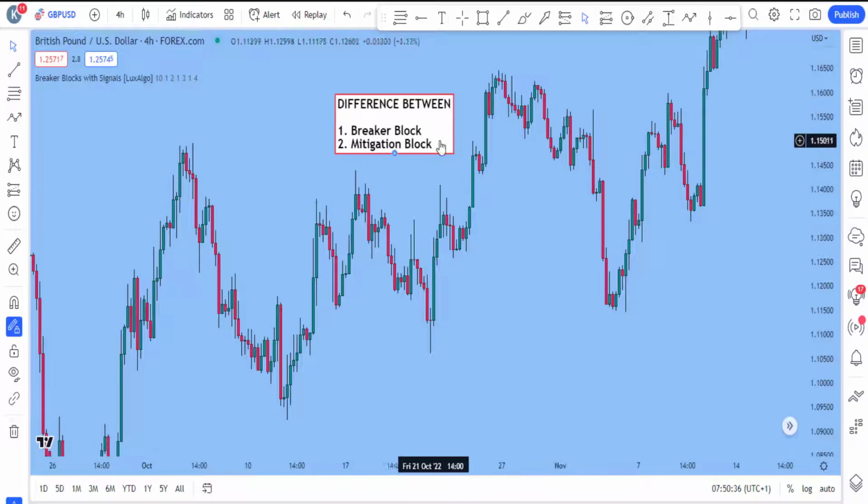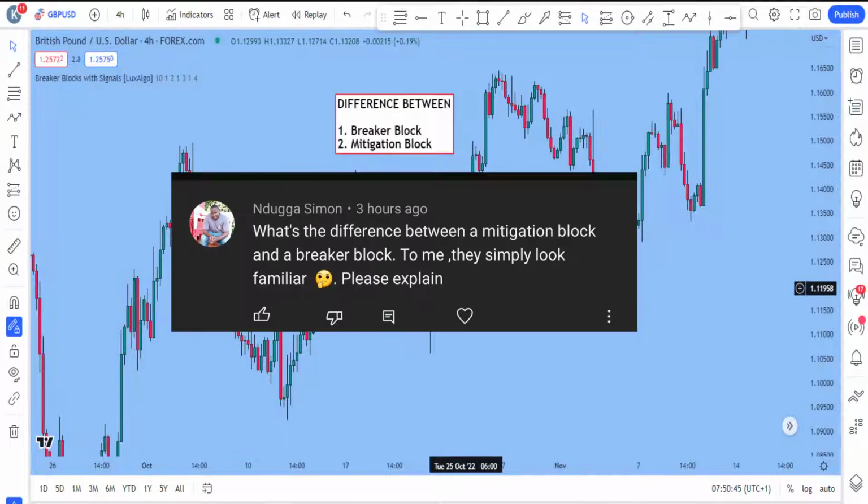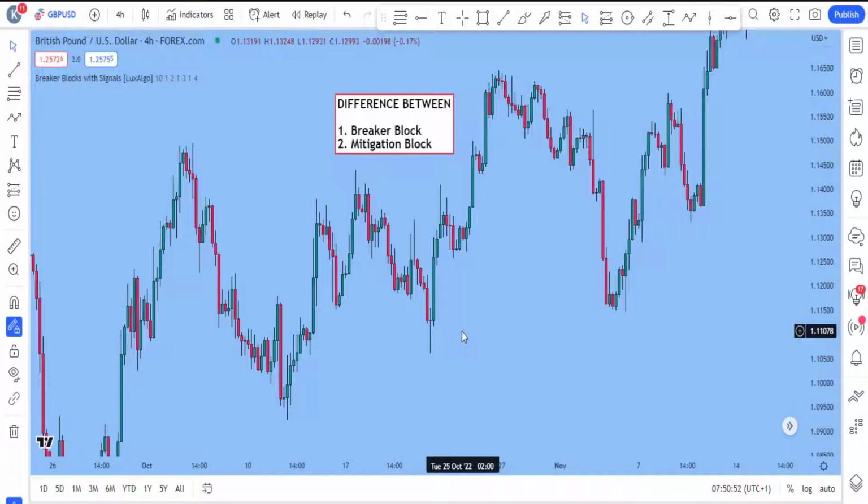In this video I'm going to show you the clear difference between a breaker block and a mitigation block as taught in the ICT concept. This is in response to a lot of questions I've received concerning the simple difference between a breaker block and a mitigation block. Now I'm going to show you everything step by step in this video, so make sure you stay to the end to watch everything I'm going to show you.